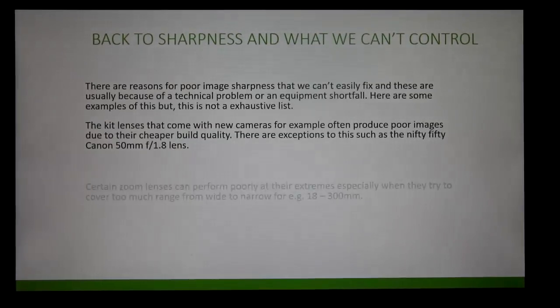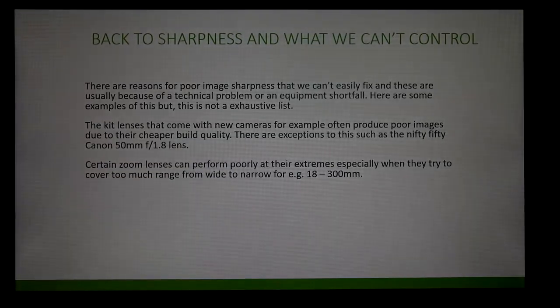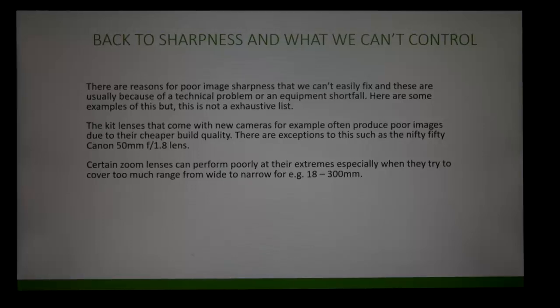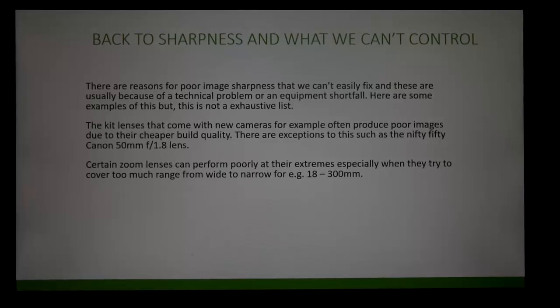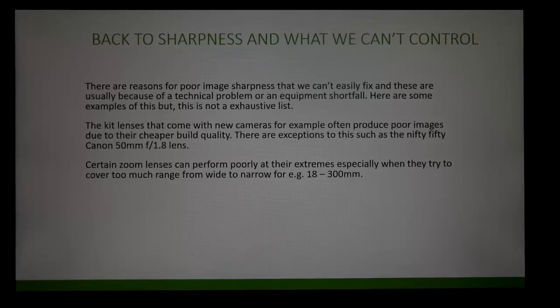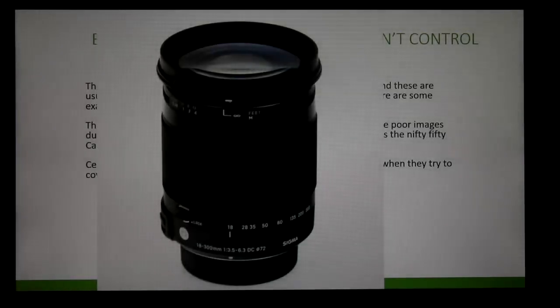The kit lenses that come with new cameras, for example, often produce poor images due to their cheaper build quality. There are exceptions to this, such as the nifty 50, the Canon 50mm f1.8 lens. Certain zoom lenses can perform poorly at their extremes, especially when they try to cover too much range from wide to narrow, for example 18 to 300mm.